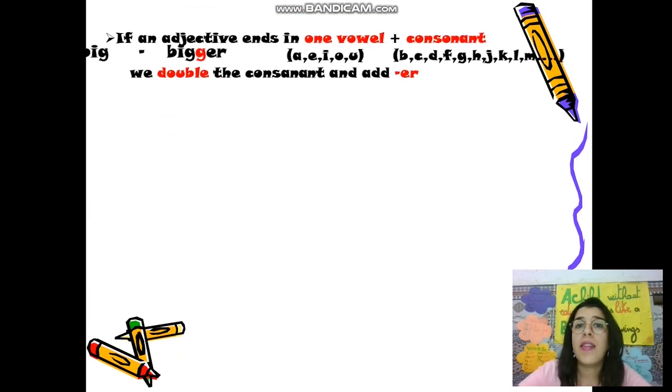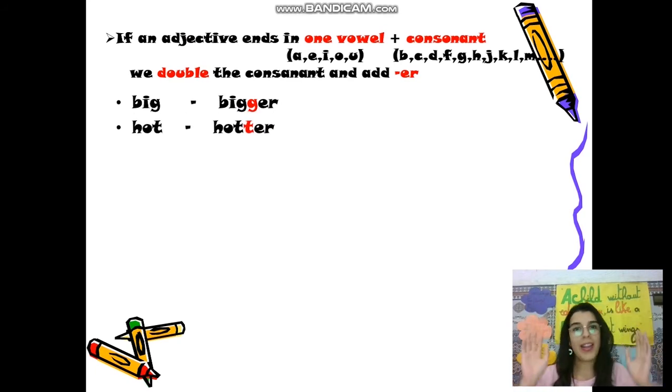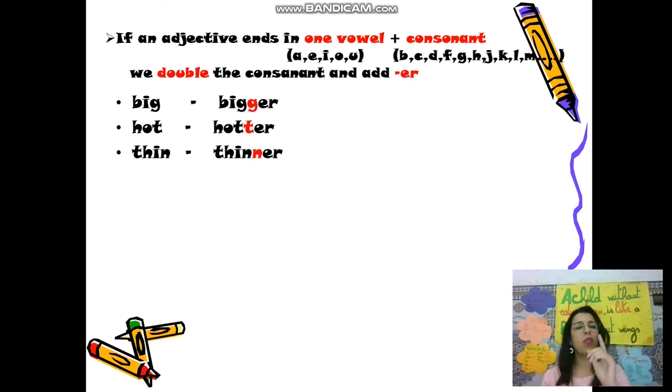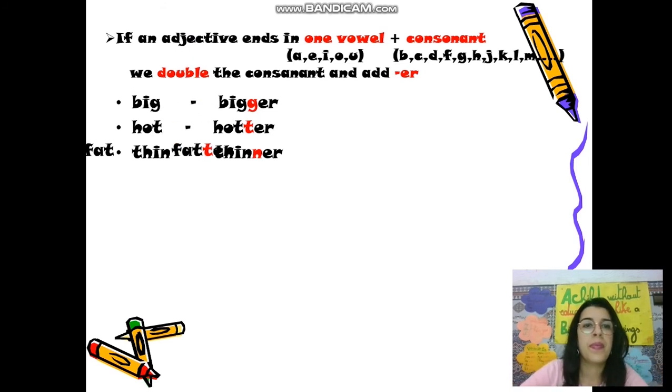If an adjective ends in one vowel plus consonant, we double the consonant and add er. Vowels, I think, are clear. We've got five vowels: a, e, i, o, u, and the consonants are the rest of the alphabet. So whenever we have one vowel plus consonant, we double the consonant and add er. For example, big becomes bigger, hot becomes hotter, thin becomes thinner. Thin is the opposite of fat. Here we have fat, fatter.